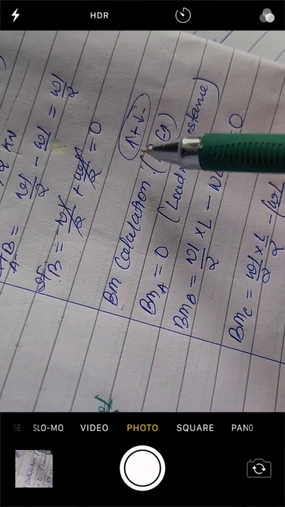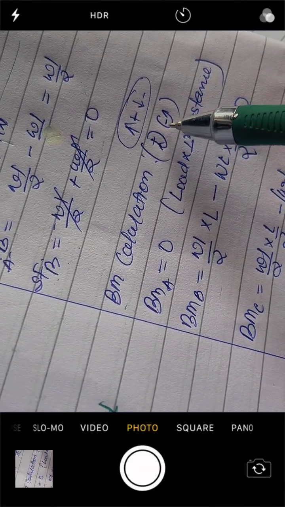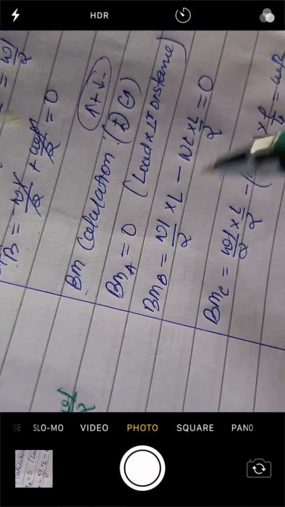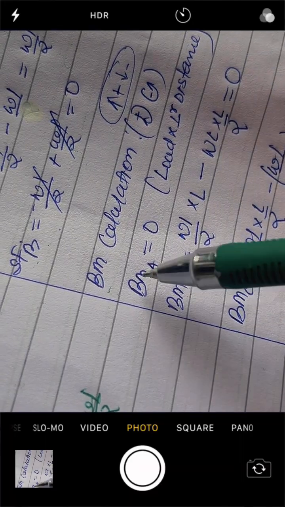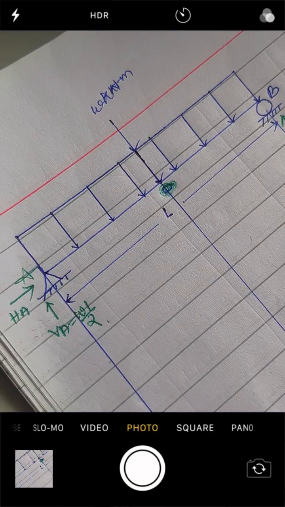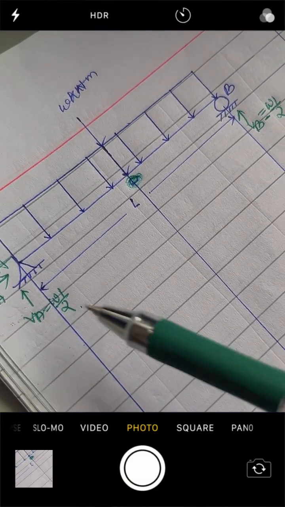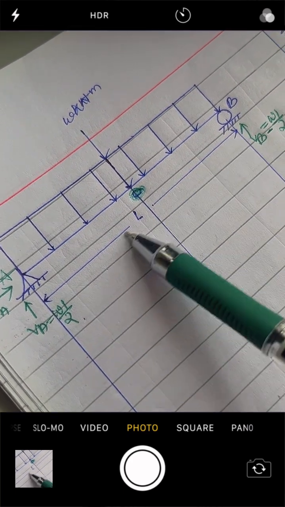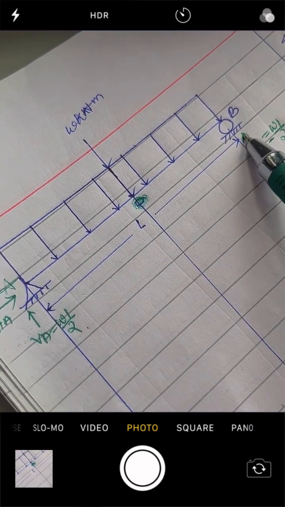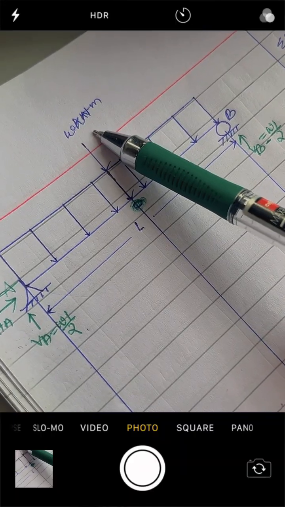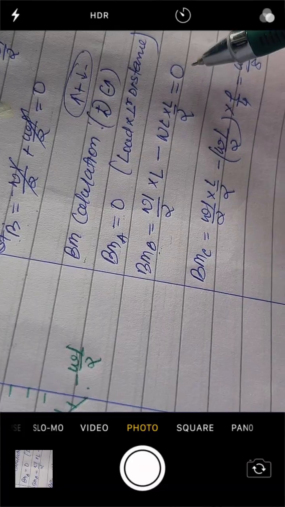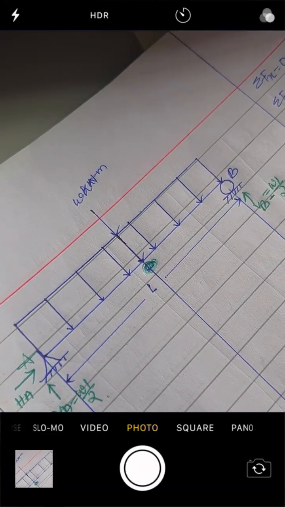Now the moment calculation: for clockwise we will take it as positive, and for anti-clockwise we will take it as negative. We know that moment equals force into perpendicular distance. Bending moment at A is going to be 0 because there's no distance. Bending moment at B is going to be WL divided by 2 into its full span, minus WL into L by 2. So it's going to look like this: WL by 2 into L, and it gets cancelled.